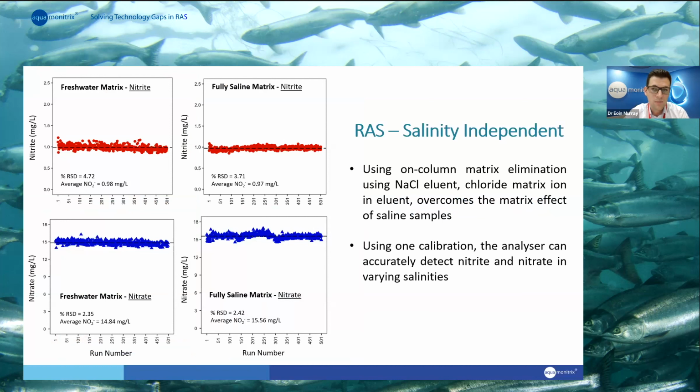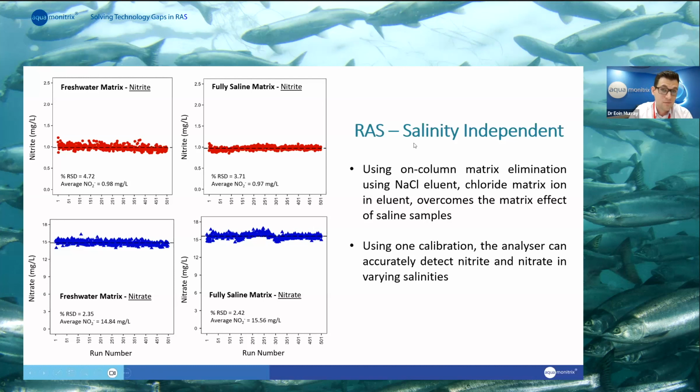By using a sodium chloride eluent, the chloride matrix ion in the eluent essentially overcomes the matrix effect of the saline samples. So using one calibration, which we calibrate in factory, the analyzer can accurately detect nitrite and nitrate in varying salinities. So the system can be deployed in a freshwater setting to begin with. Salinity can change during the course of the process, all the way up to fully saline, and the accuracy for both NO2 and NO3 is maintained.